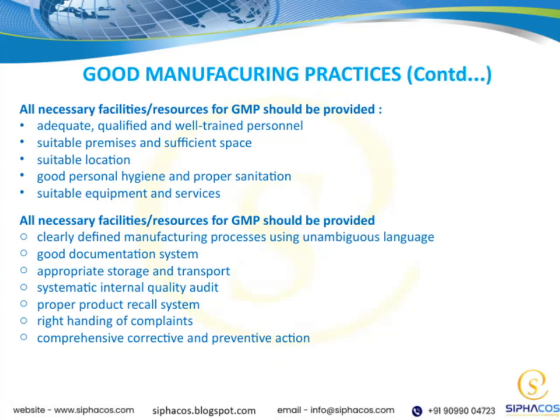Let's now look at the essential facilities and resources that are required for good manufacturing practices. First, having adequate, qualified, and well-trained personnel is crucial. The right people, with the right skills, ensure that every step is performed correctly and safely. Next, suitable premises and sufficient space are necessary to prevent contamination and facilitate smooth operations.